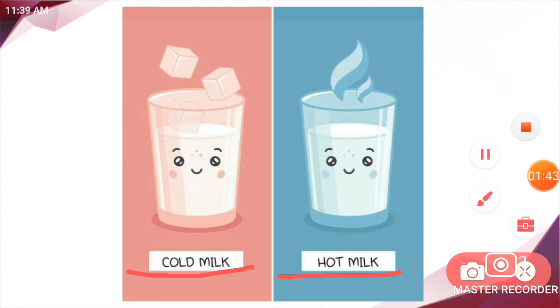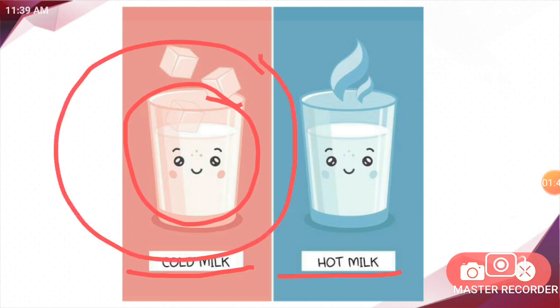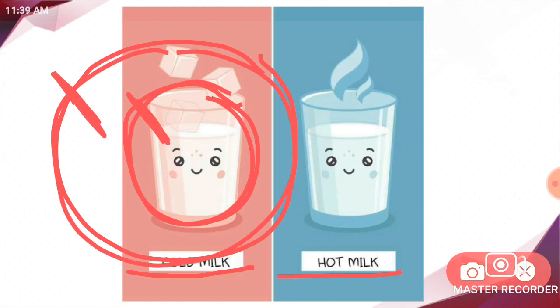See here what I'm trying to tell you. This is the cold milk and this is the surrounding. Why does the cold milk warm up after some time? It is due to temperature difference. The temperature of the cold milk is less, but the temperature of the surrounding is more, right? Due to this temperature difference, there is a transfer of heat energy between the cold milk and the surrounding.